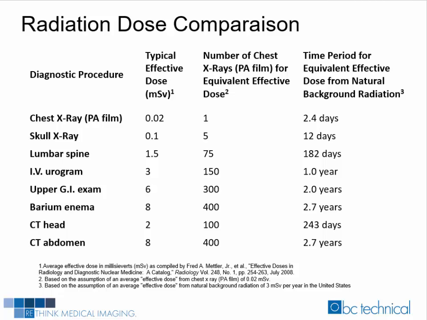Please take a moment to review this chart of radiation dose comparisons for standard chest X-rays all the way up to CT of the abdomen. The time period for equivalent effective dose from natural background radiation is also shown. Some would find this information quite startling. As a side note, remember that you can pause this slide if you need more time to review this information.